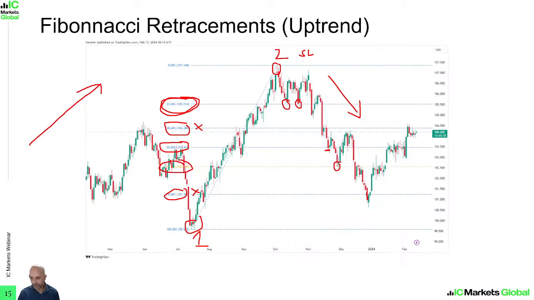61.8 was a good support level. 50, not too bad. 38.2, probably not too good. 23.6 worked very well for the first 2 times before price finally gave way, right? So this is an example of how we can draw the Fibonacci retracement for an upturn, going from point 1 to point 2. So we go from bottom left to top right, and the subsequent retracement levels will be helping us to identify potential support zones. Okay, right, now we should look at an example for the downtrend.